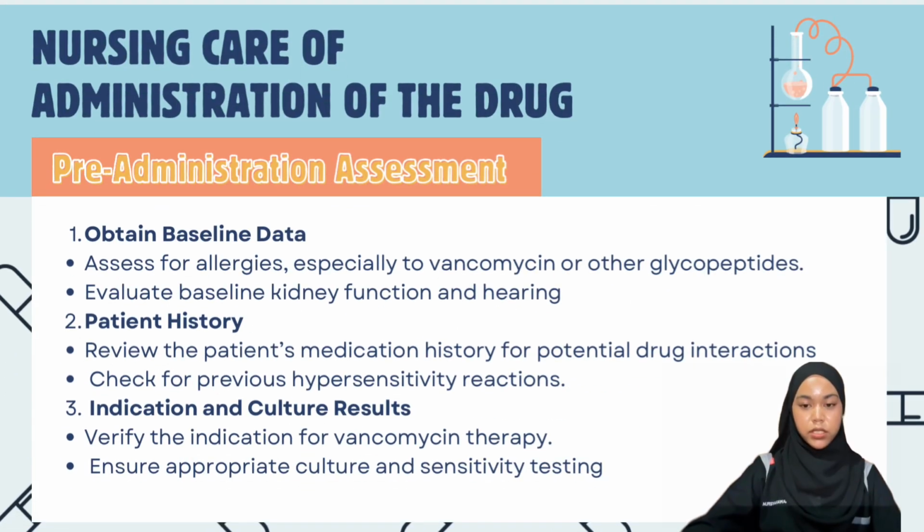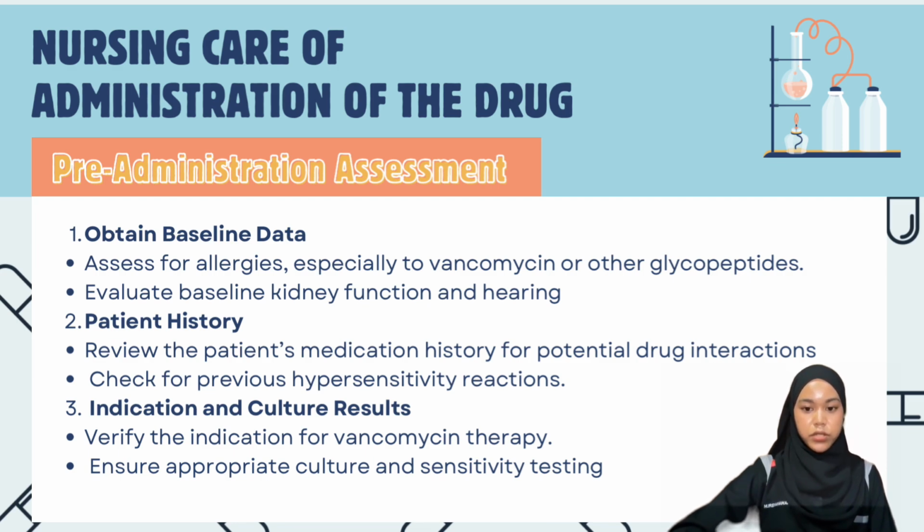I will be discussing the nursing care consideration for administering vancomycin. The first one is pre-administration assessment. Before administering vancomycin, a thorough assessment is crucial. First, we obtain baseline data, including checking for allergies to vancomycin or other glycopeptides. We evaluate the patient's kidney function by reviewing blood urea nitrogen and creatinine levels, as vancomycin can be nephrotoxic. And then we assess hearing function, since vancomycin carries a risk of ototoxicity.